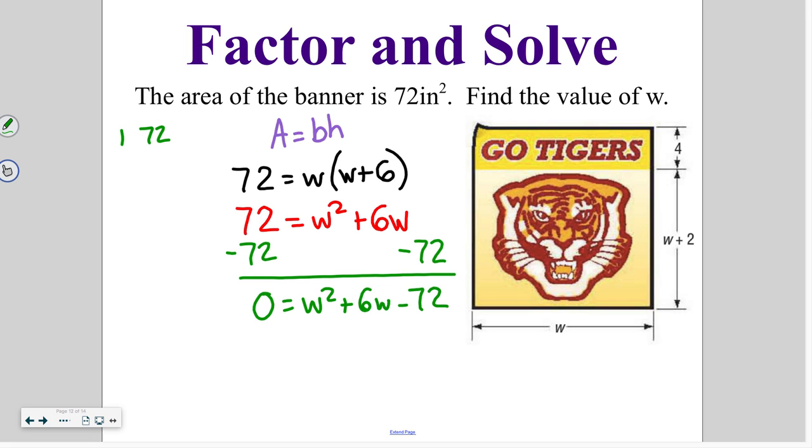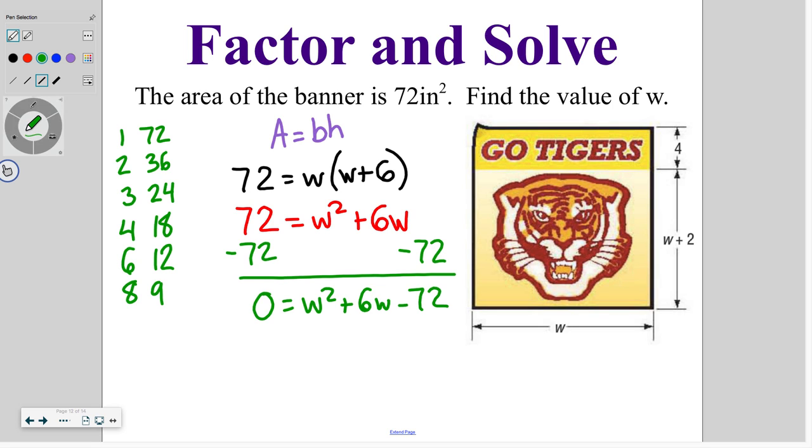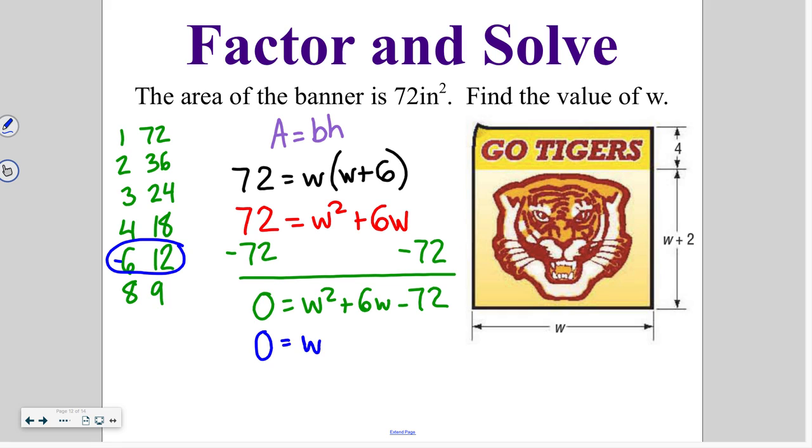Off to the side, we're going to list our factors. So 1 and 72, 2 and 36, 3 and 24, 4 and 18, 6 and 12, and 8 and 9. I'm looking for a pair that can be subtracted to positive 6 because I have that negative sign, so I need one positive and one negative. The pair that works is 6 and 12, so we got 6 minus 12. So our factors are going to be w minus 6 and w plus 12.